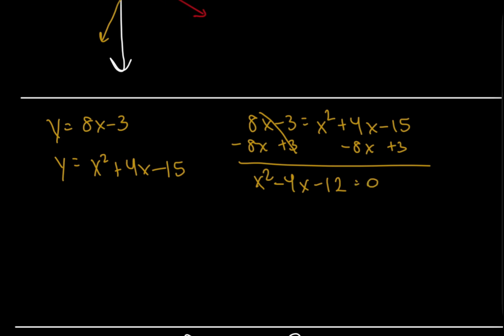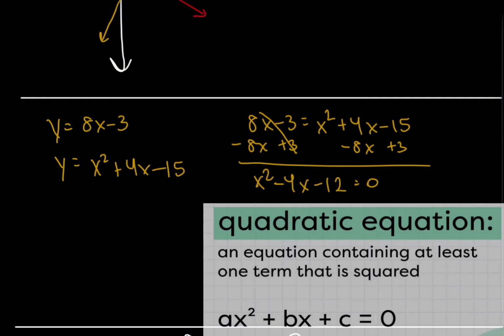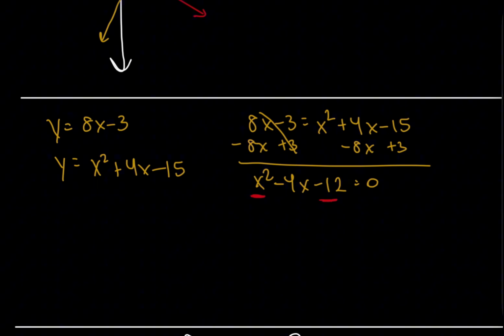We can factor it. We're going to use the x and the box method. First we need to multiply our a term times our c term, and that's going to be through the box method. So x squared times negative 12 gives us negative 12x squared. Those two factors have to add up to negative 4x, which is the middle term. So we need to find factors of negative 12x squared that add up to negative 4x.